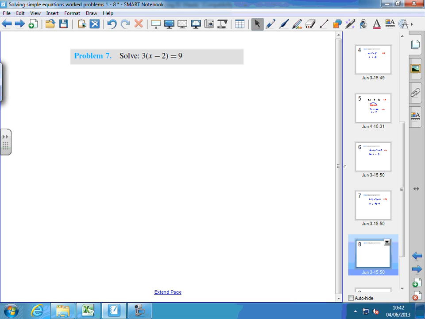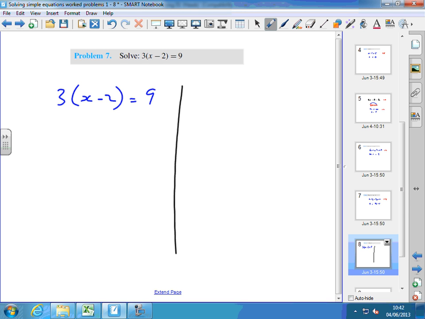In situations like this, I have a bracket to multiply out, and I can go two ways. I can either multiply out the brackets, or I can get rid of the 3. So let's try both and see which one we think works best. Remember, it doesn't matter what you do, so long as you do the same thing to both sides. So first of all, I'm going to divide both sides by 3, which means x minus 2 equals 3. There's no need to put the bracket in now. And then add 2 to both sides, x equals 5.